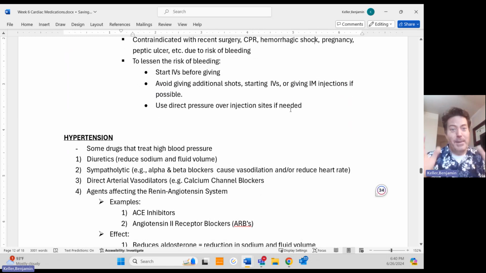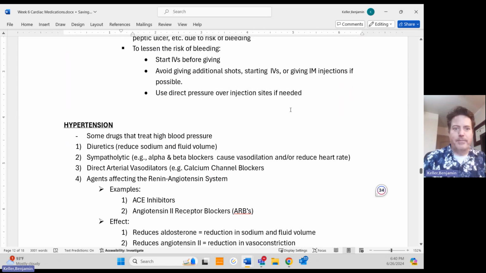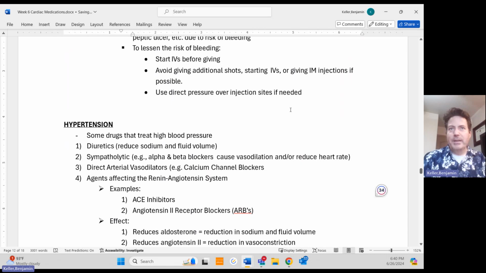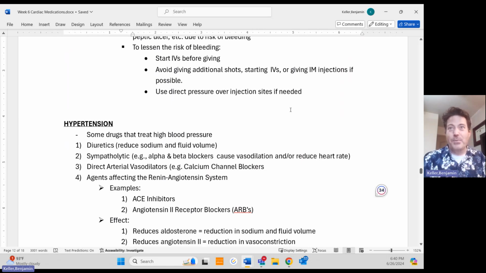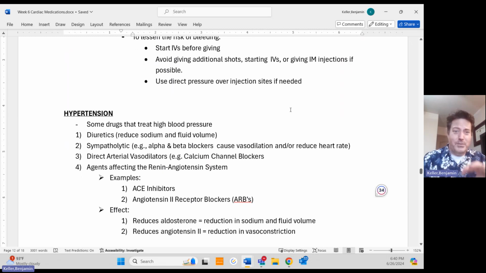You usually need to give it within about a 3 to 4 hour window, depending on the protocol of your location. To lessen the risk of bleeding, you want to start your IVs before you give it. Once you give it, it starts breaking up clots, so you don't want to give any additional shots if you can. You don't want to start extra IVs or give IM injections if possible. If you do give an IM injection, you want to use a small needle. You want to use direct pressure to keep the bleeding down because they're not going to clot.